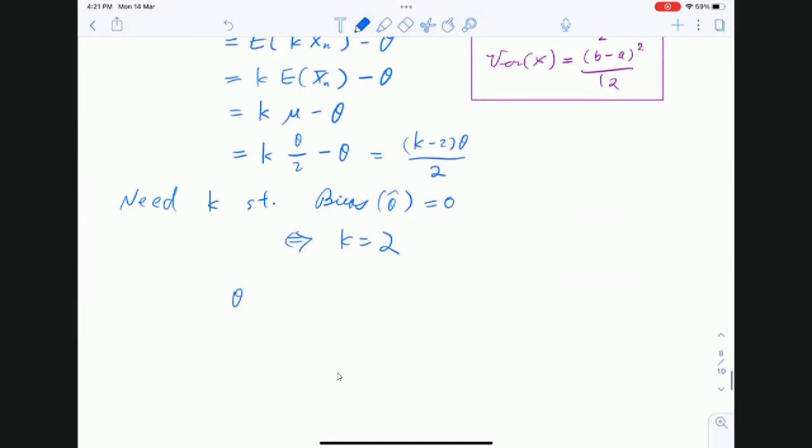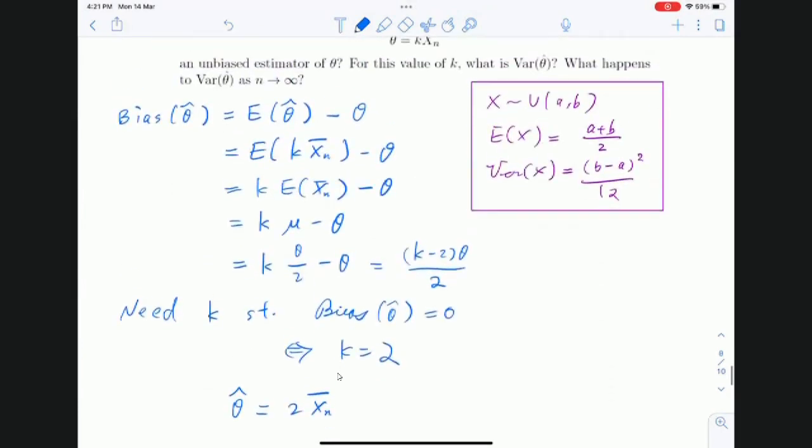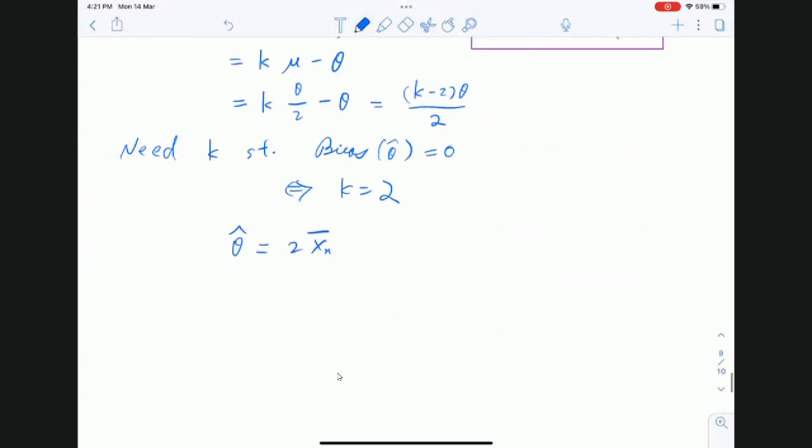So our unbiased estimator is equal to 2 multiplied by the sample mean. We use 2 multiplied by the sample mean to estimate the upper bound of the interval. That will be an unbiased estimation. Okay? Now next, we are asked to find the variance of it. The variance of this unbiased estimator is equal to the variance of 2 multiplied by the sample mean. Then we can make use of the property of variance. We first extract the constant multiplier out of the variance sign.